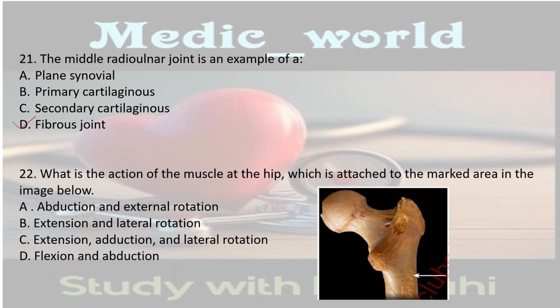Now the next question. What is the action of the muscle at the hip which is attached to the marked area in the given image below? The image shows the posterior surface of the femur, and the structure marked is the gluteal tuberosity, to which the gluteus maximus muscle is attached, and it causes extension and lateral rotation of the hip joint. So the answer is option B, that is extension and lateral rotation of the hip joint.